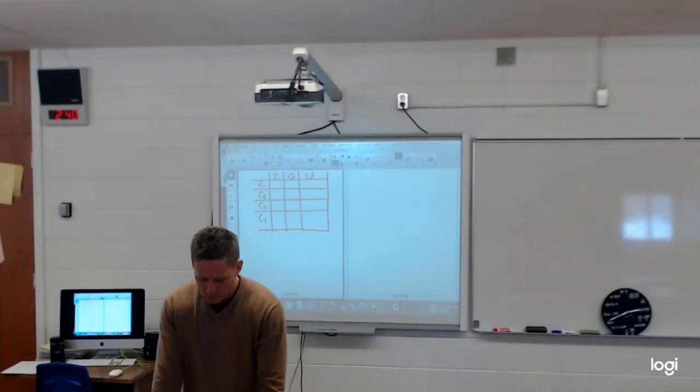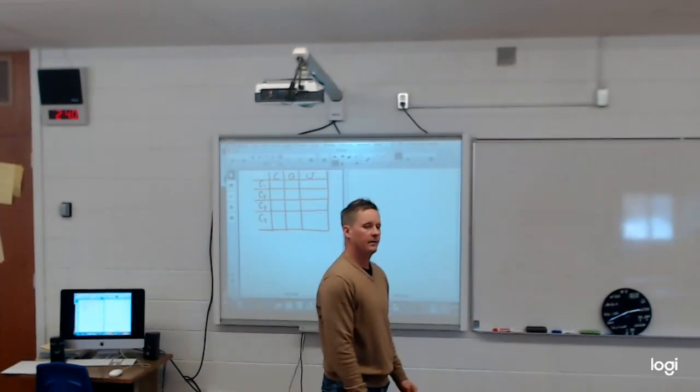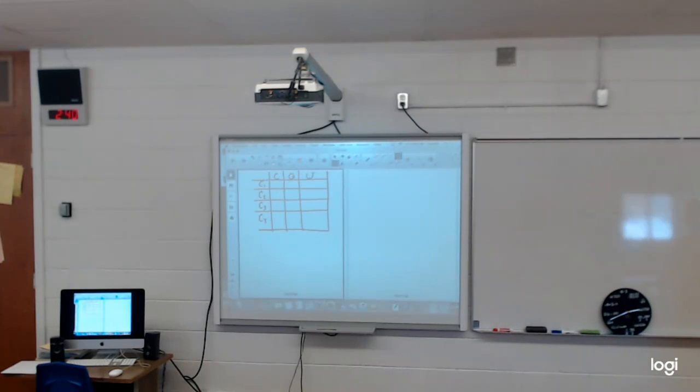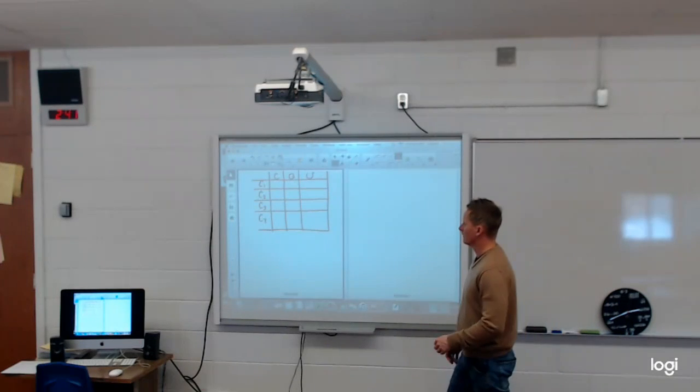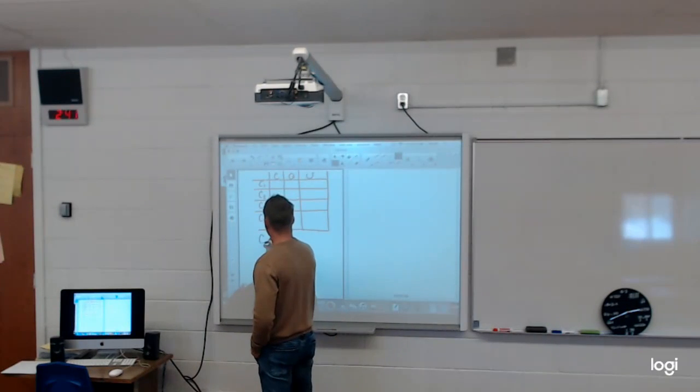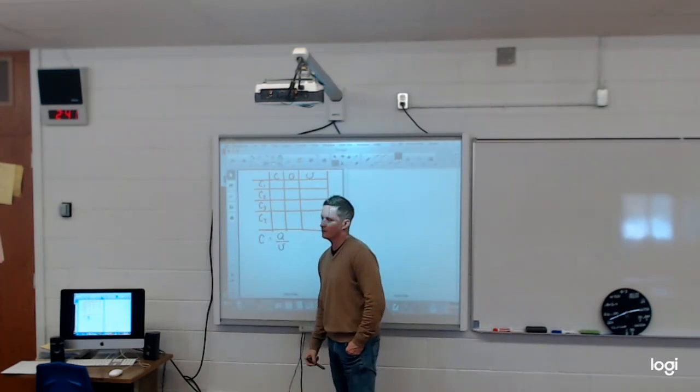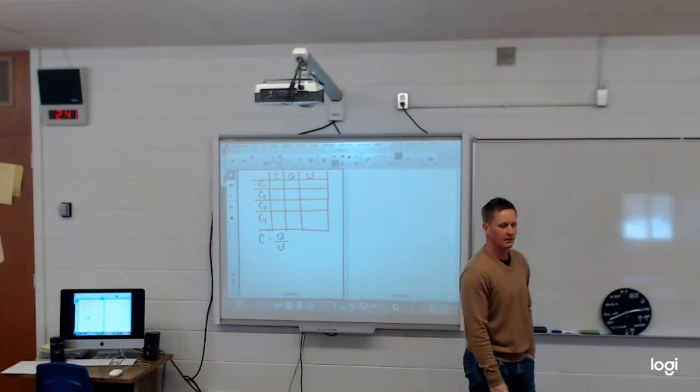So the easiest way to do these questions: you'll get two of them on the test, and you get two of them on the exam. It's eight of the easiest marks you could possibly get, because all you're using is this: C equals Q over V. Okay?